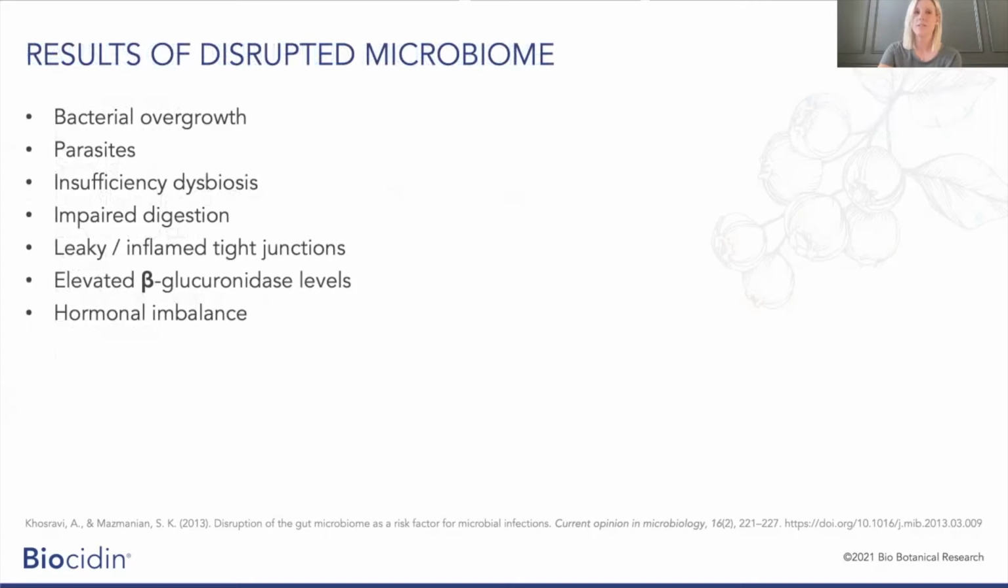The results of this disrupted microbiome are far-reaching as well. So we can have bacterial overgrowth, we can have parasites, an insufficiency of the good microbes, impaired digestion, leaky, inflamed tight junctions, elevated beta-glucuronidase levels, and then of course, hormonal imbalance.